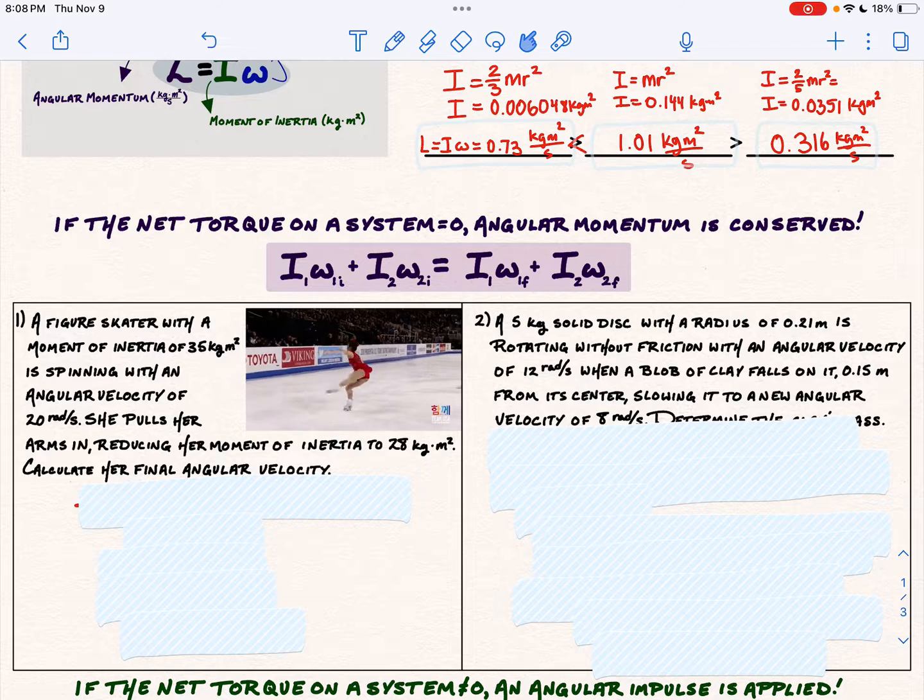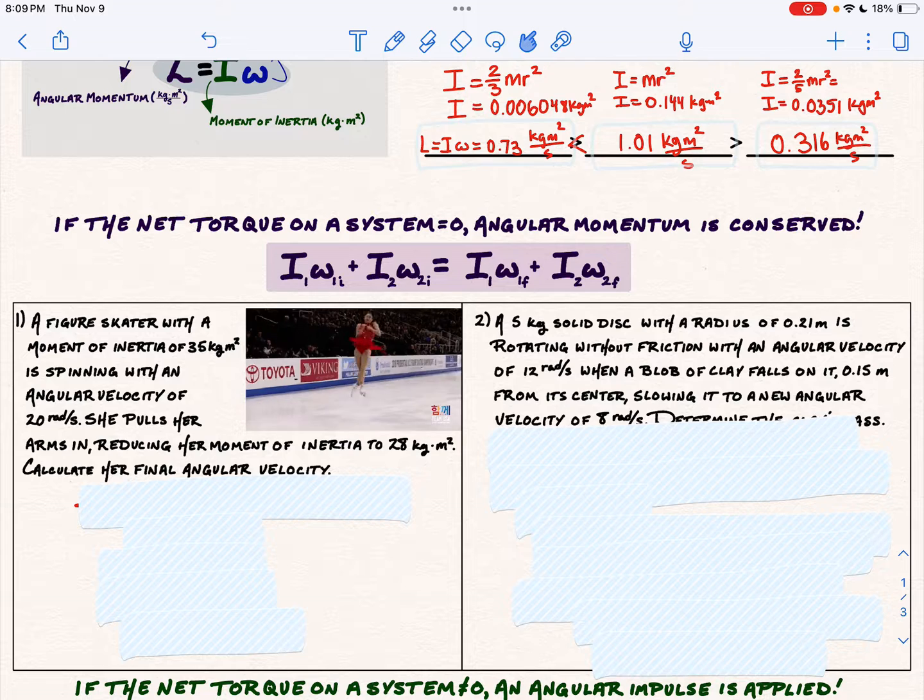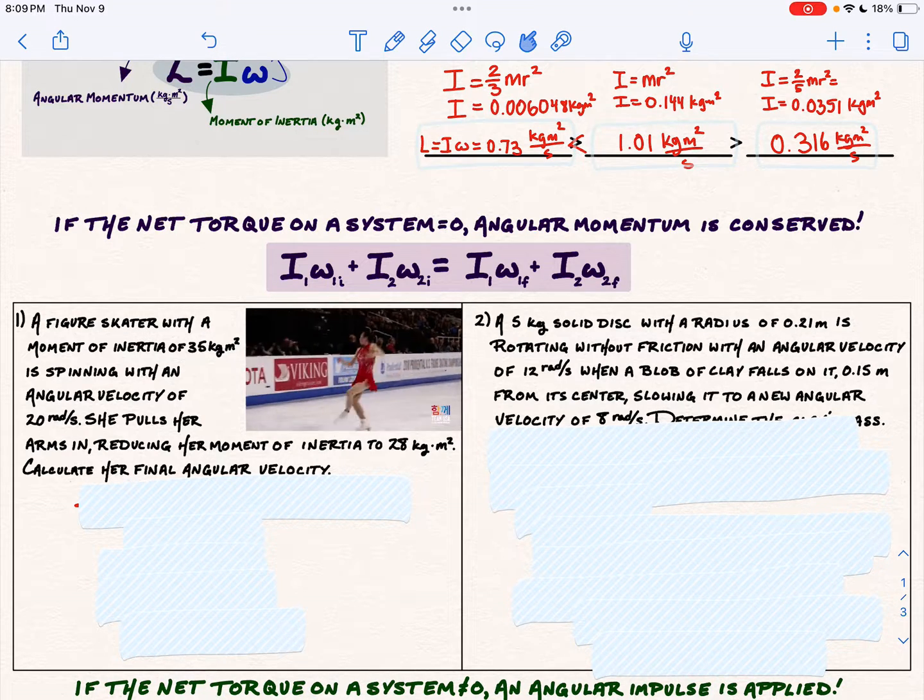Initially, she's touching the ground and there's a force on her from the ground. But once she leaves the ground, that external force is gone, and there are no external forces causing a torque on her. But she pulls her arms in, and that causes her moment of inertia to decrease. And therefore, if that moment of inertia decreases, but there's no net torque on her, then her angular momentum is conserved and her speed has to increase.